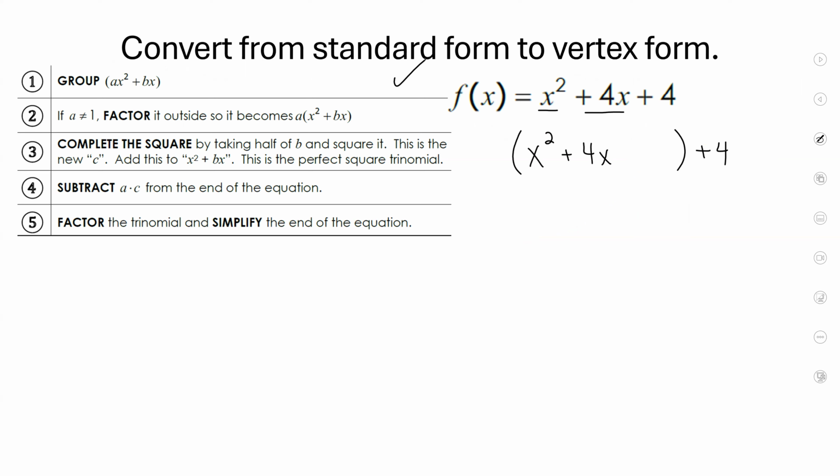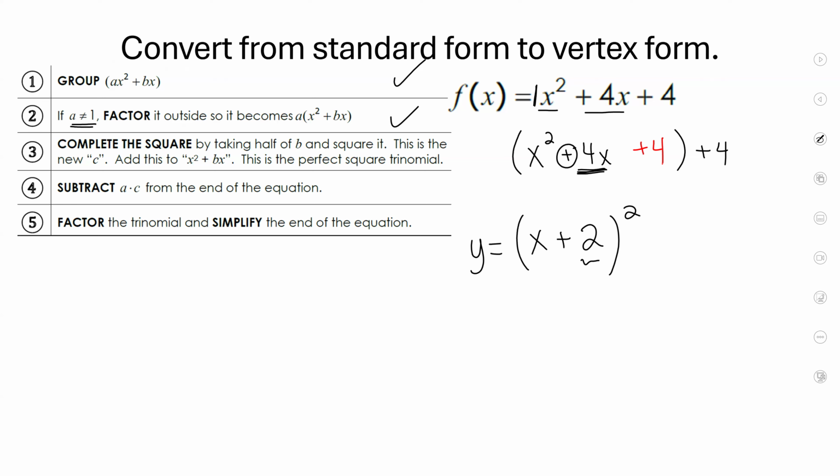Step 2, it only applies when your A value is not 1. Here, my A value is 1, so we don't have to do step 2. Step 3, we're going to complete the square. So I'm going to go ahead and set up my answer. My answer will look like this in this format. Half of your B value is 2. So this will be x, this is a plus sign. Half of 4 is 2. 2, if you square it, will give you 4. So I'm going to put the 4 right here. We just completed the square.